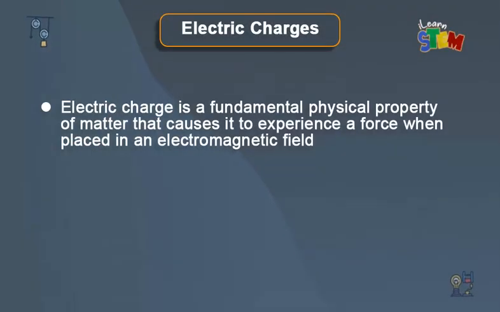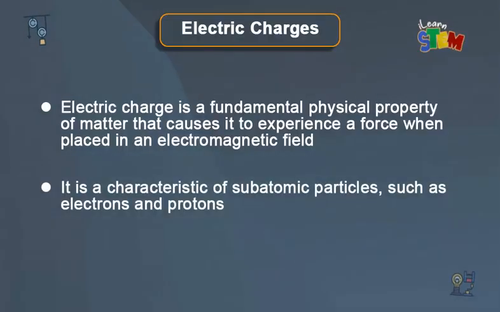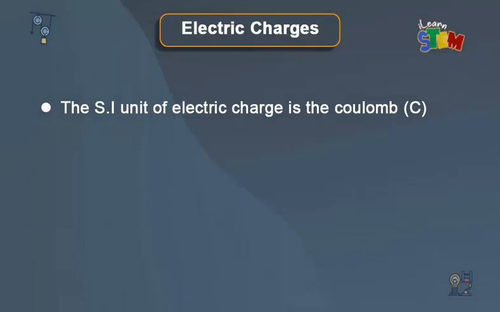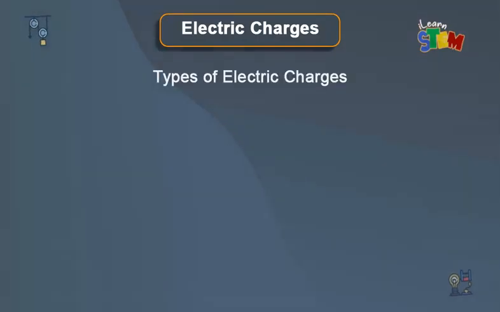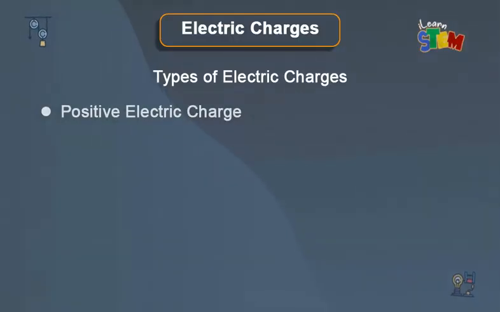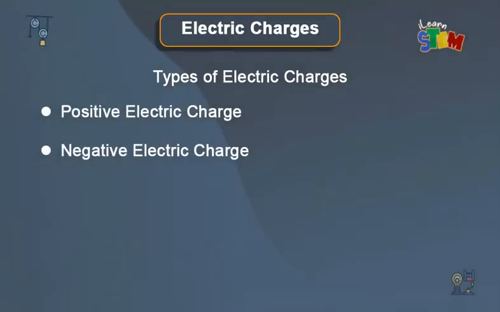Electric charge is a fundamental physical property of matter that causes it to experience a force when placed in an electromagnetic field. It is a characteristic of subatomic particles, such as electrons and protons, and is responsible for the electromagnetic forces that hold atoms and molecules together. The SI unit of electric charge is coulomb. There are two types of electric charges, which are positive electric charge and negative electric charge.